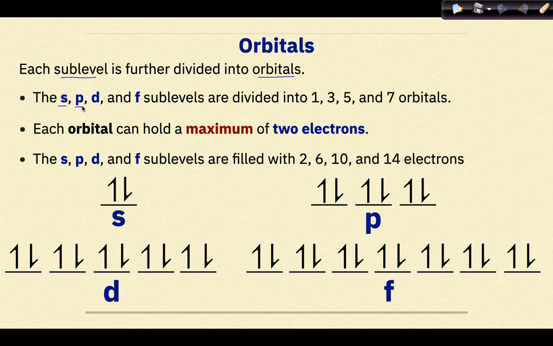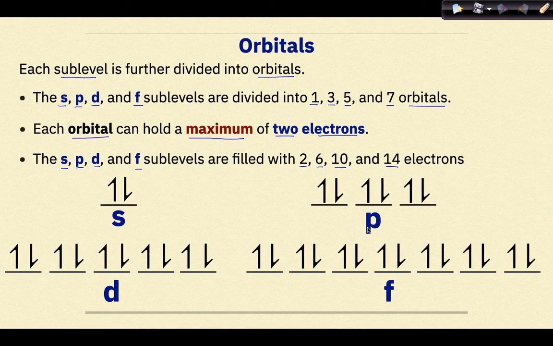Orbitals. Each sublevel is further divided into orbitals. The s, p, d, and f sublevels are divided into 1, 3, 5, and 7 orbitals. Each orbital can hold a maximum of 2 electrons. The s, p, d, and f sublevels are filled with either 2, 6, 10, or 14 electrons. So let me explain. In the s sublevel, there is a maximum of 2 electrons that we see right here. And that's the maximum number of electrons you will ever find in s.